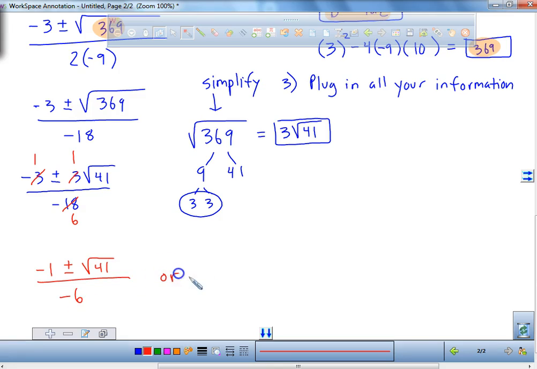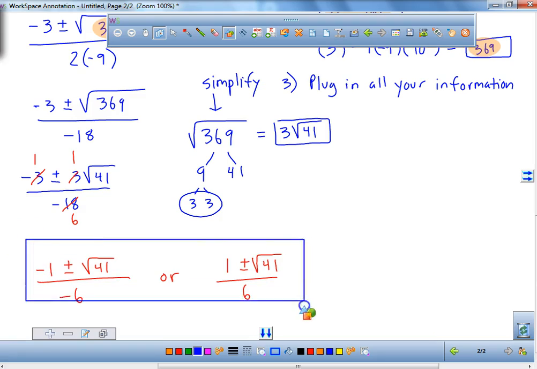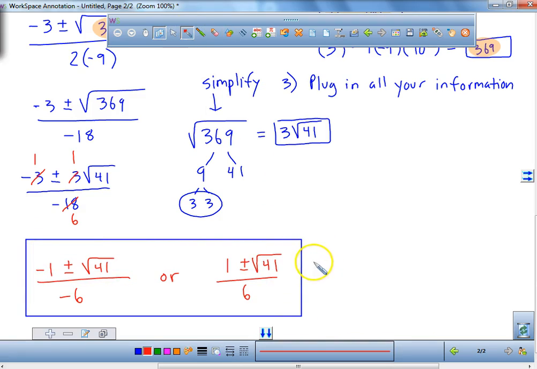I'm going to write the word or. Here's another way that you could write it. If you have a negative in the numerator and you have a negative in the denominator, what could happen to those negatives? They could cancel out to a positive. So your other answer could be 1 plus or minus the square root of 41 all over 6. Both of these answers are what's called your exact.